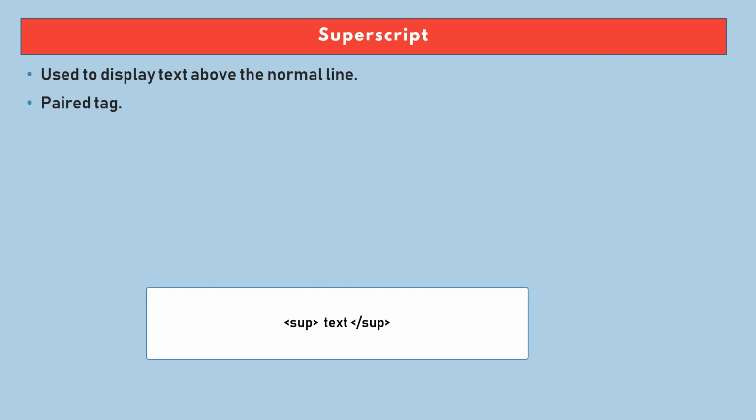Next one, superscript. Whenever you want to display text above the normal line, we have to use superscript. For example, x square: this 2 should appear a bit on the top side than the normal line. While the normal line is going like this, this particular text should appear a bit upper side. To display the text on the upper side, we have to use superscript, SUP.